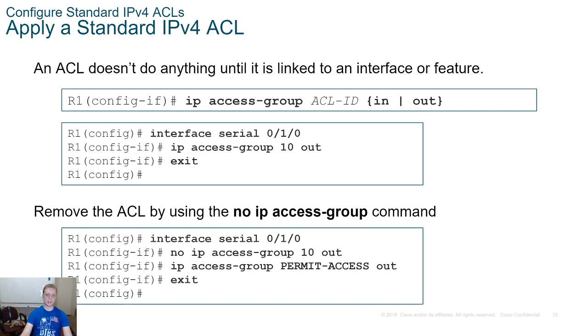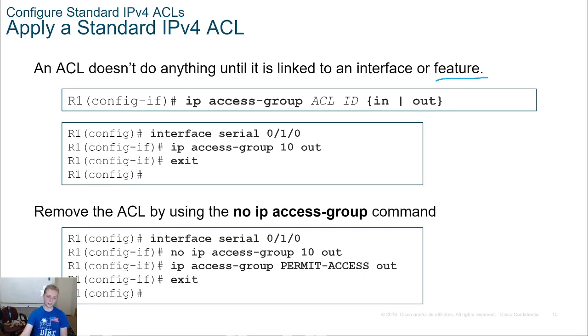So keep in mind that an ACL just written like we just did doesn't actually do anything. It will only do something when you apply it to an interface or feature. So you'll see what they mean. I think in section 5.3 we talk about that. And for now, we're going to use this command, IP access group, within our interface configuration command.